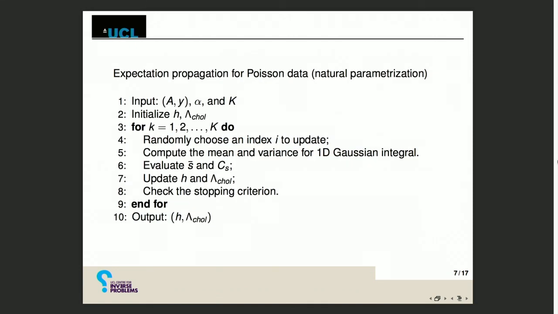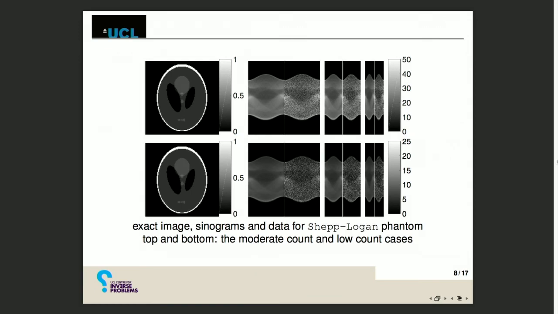Here's the outline of how this actually proceeds. Basically, we need to compute the integral at each iteration. Let me show you how this works. The example is quite academic, so I apologize for that. We just consider the Shepp-Logan phantom with the forward map given by the standard Radon transform with different angles and different parameters. Here's the exact image we are interested in, and then the sinogram, the corresponding Poisson data with different incident angles, and also for different count levels.